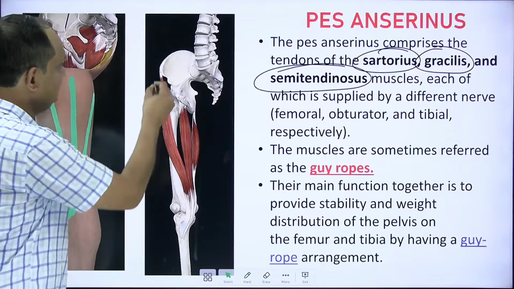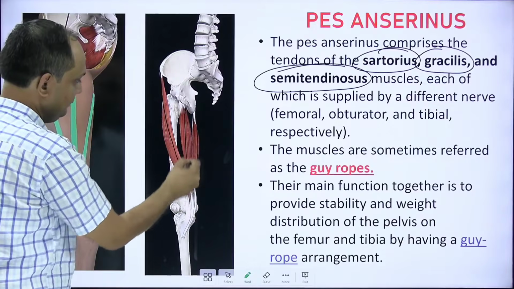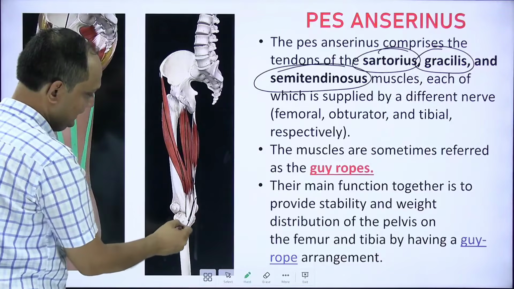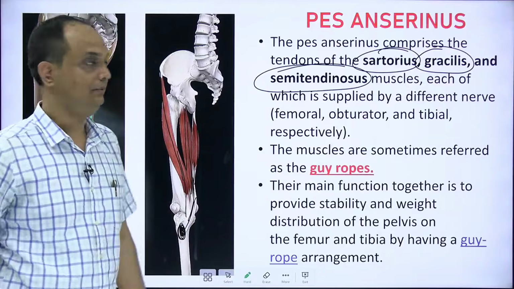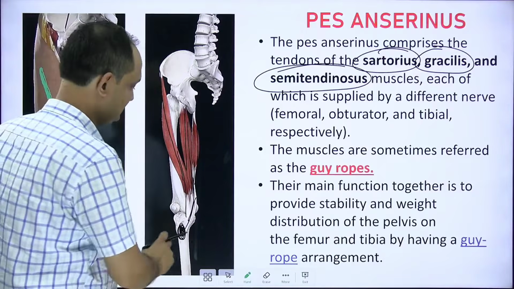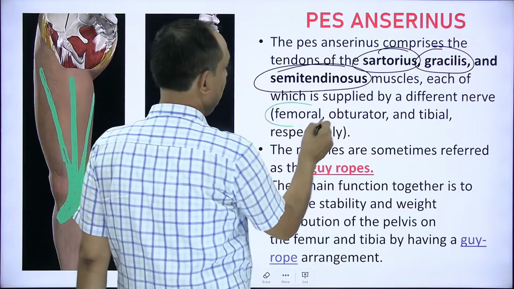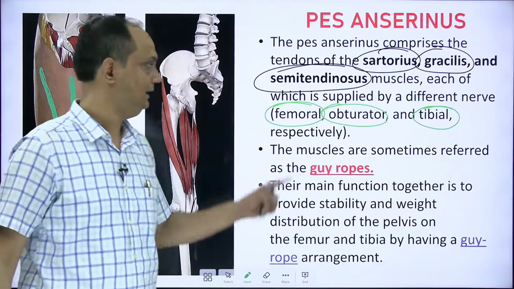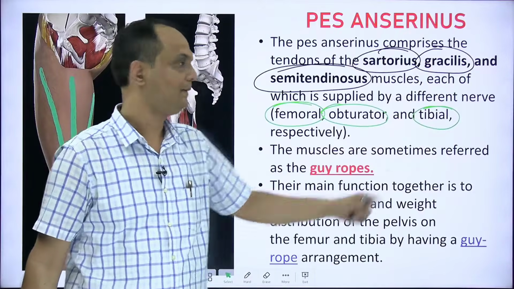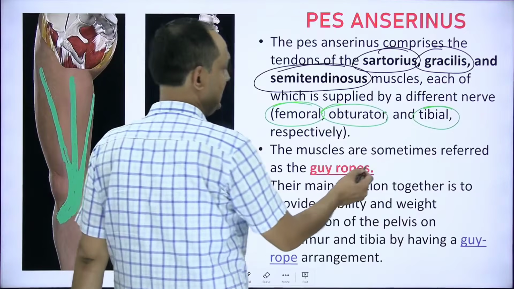And all the three muscles which are coming from the three different compartments are approaching a single point, and that is the upper part of the medial aspect of the tibia. And these three muscles are supplied by three different nerves. One is femoral, one is obturator, and another is the tibial nerve. These are the three nerves of three different compartments. So, the muscles are sometimes also referred to as guy ropes.